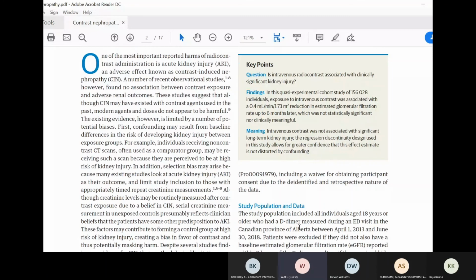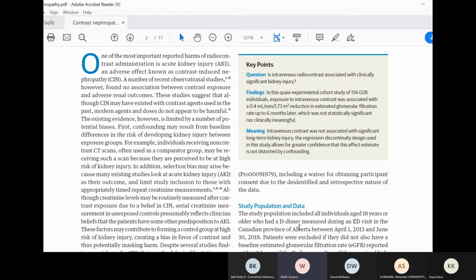For the study population, individuals aged 18 and above who had a D-dimer measured during an emergency department visit in the Canadian province of Alberta between April 2013 and June 2018 were the target population. Patients were excluded if they did not have a baseline GFR reported within 2 hours of the D-dimer result, or if they received kidney replacement therapy within 6 months before the scan.